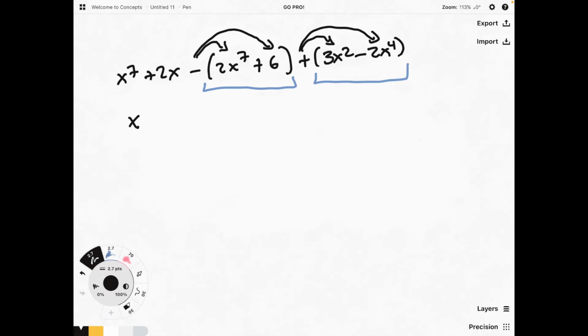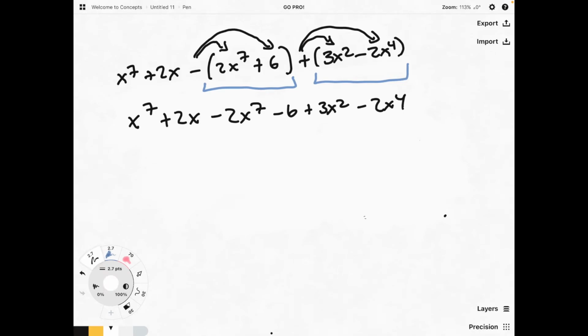We're going to see the x to the 7th plus 2x, and then using the distributive property, that negative sign goes to the 2x to the 7th, and that negative sign goes to the 6. And so that's going to give us a minus 2x to the 7th minus 6. And then we're going to do the same thing with that plus sign, plus 3x squared minus 2x to the 4th. Because again, if you think about it, that plus sign is really a plus 1, and so 1 times 3 and then 1 times 2 is what we did there.